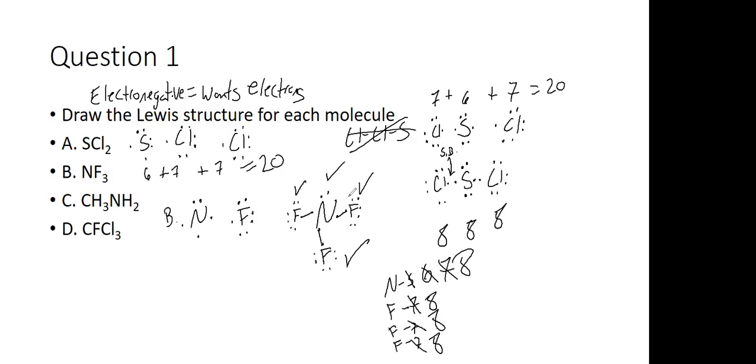So that's what it looks like. Nitrogen in the center, 3 fluorines around it, making single bonds. Everything has 8 electrons. My electronegative fluorine is on the outside. So that is NF3.